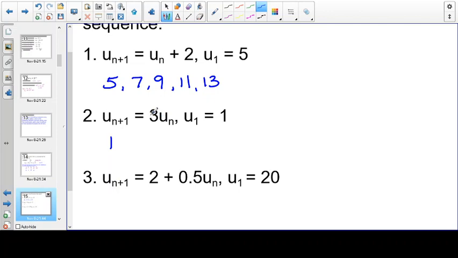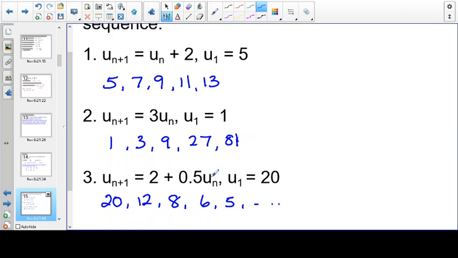Each term is the previous term times 3, times 3, times 3, times 3, times 3. 81. Okay, this one is a geometric sequence. This one starts at 20, 0.5 lots of the previous term, so half the previous term plus 2, so half of that plus 2, half of that plus 2, half of that plus 2, half of that plus 2, and so on. Okay, so that's what you should have got.